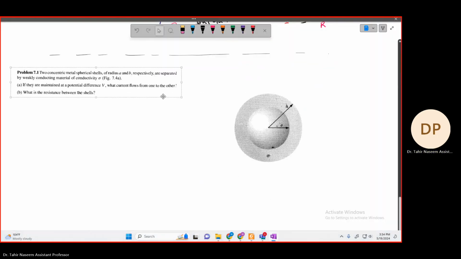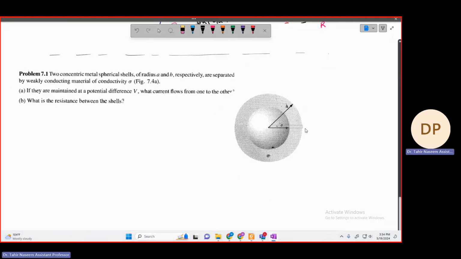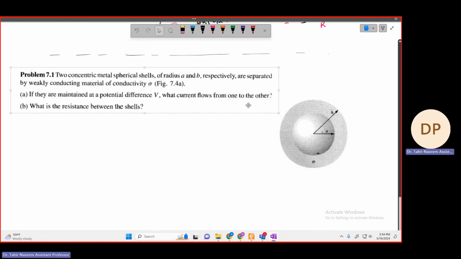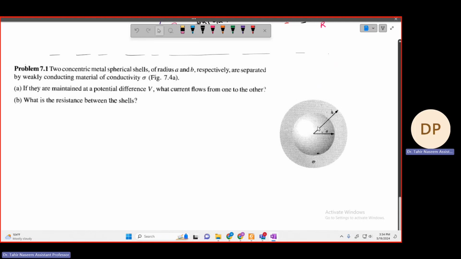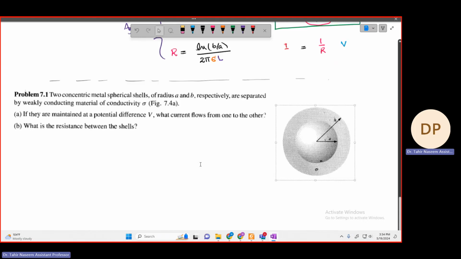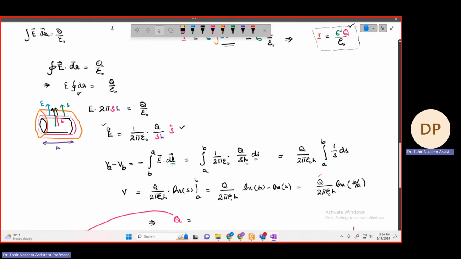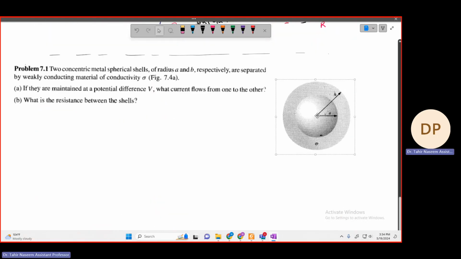Okay. So same question, only this time the geometry is different, right? Instead of cylinders, now we have spheres. So what is the question? Pause the video, try to solve it yourself.